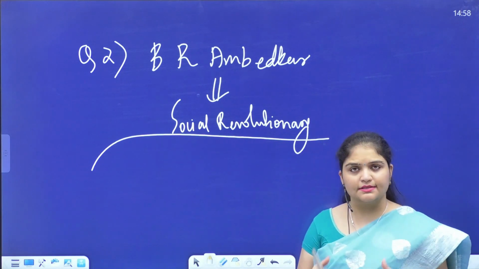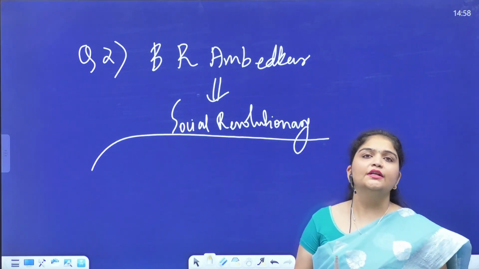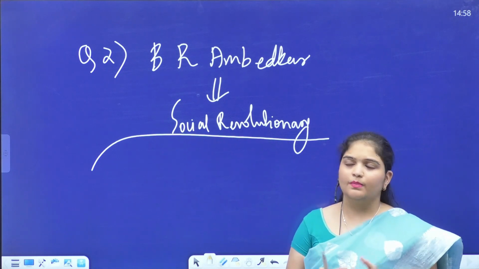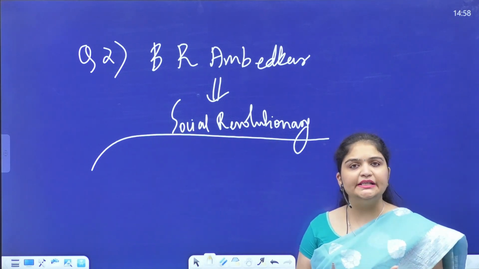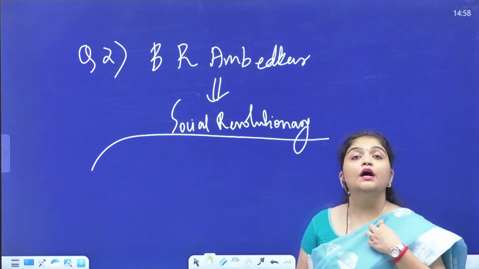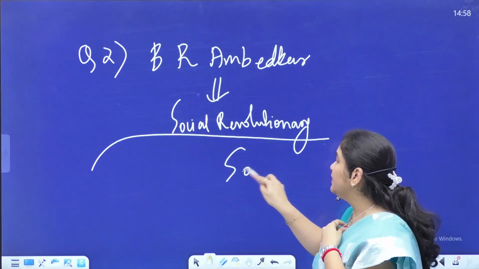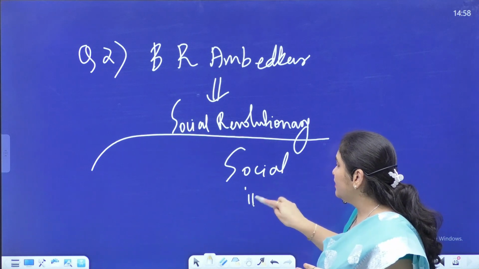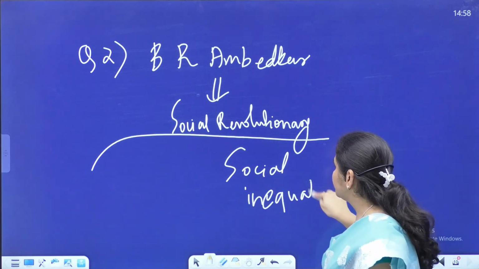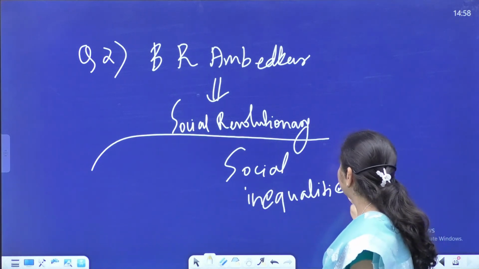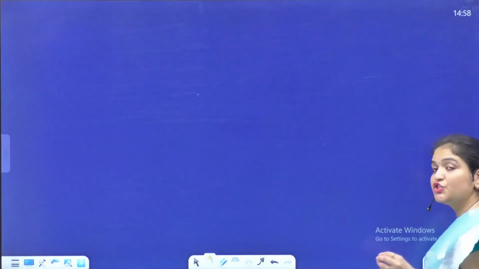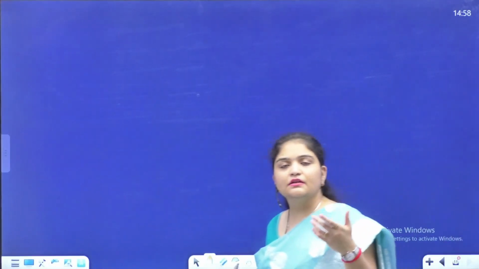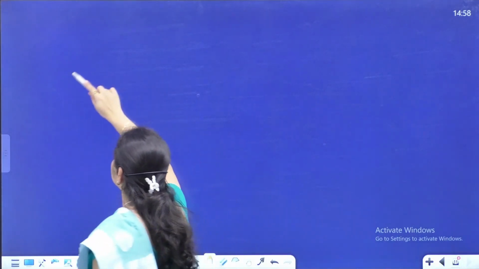Okay, so he says that we really cannot achieve a nation, we cannot achieve a modern nation, we cannot achieve a complete or all-round democracy until there are social inequalities which are prevalent. Social inequalities. So we have to address this. So on what dimensions do we say that Ambedkar is a social revolutionary?